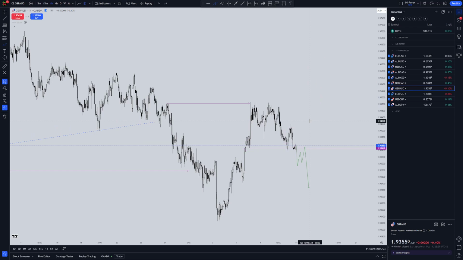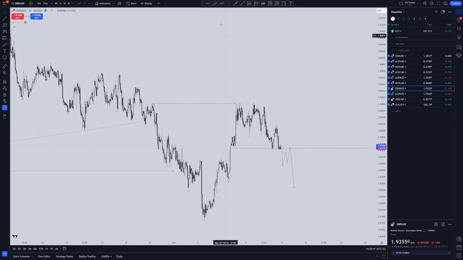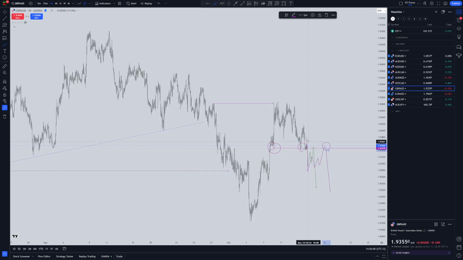But overall, I would still prefer a short here, but also for the short, I would like to see price initially sell off and then give me a continuation pattern, preferably retesting the lows here to enter a short in this area. If I get the same structure slightly further down, I'm also okay to take it as long as I can manage the position to this low.